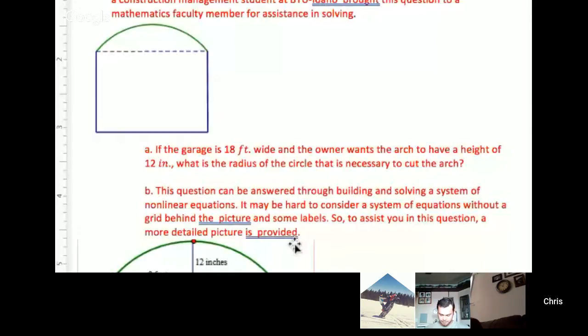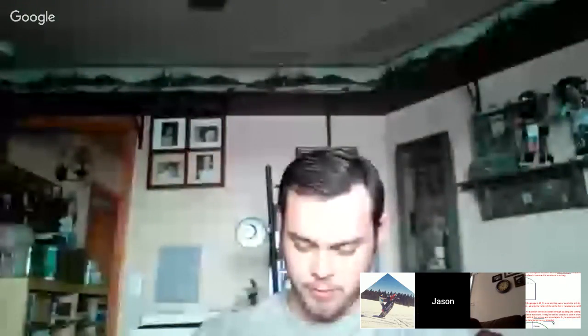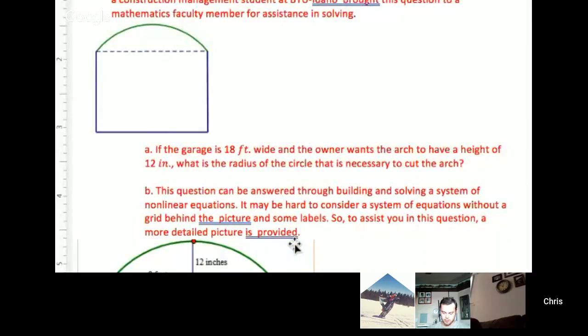If the garage is 18 feet wide and the owner wants an arc to have the height of 12 inches, what is the radius of the circle which is necessary to cut the arc? Why would you want to cut the arc? Well, it's just saying for a full circle, all they're doing is building a full circle essentially. Yeah. And then from building that full circle, they're then cutting it in half to make it an arc. Yes.